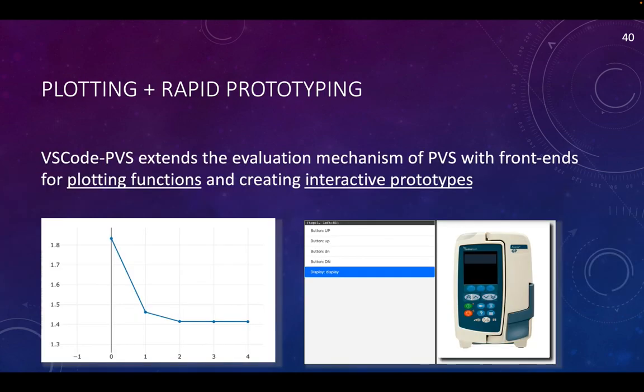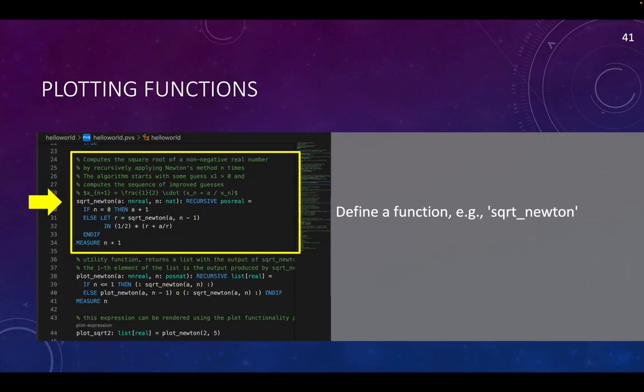VSCode-PVS builds on and extends this evaluation mechanism of PVS.io with front ends for plotting functions and creating interactive prototypes. For example, say we want to plot the output of a function that computes the square root of a number using Newton's method. In the Newton method, we start from some guess a greater than 0 and then compute improved guesses iteratively.